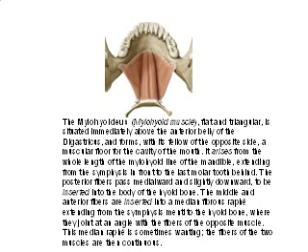The mylohyoid muscle is flat and triangular. It is situated immediately above the anterior belly of the digastric and forms with its fellow of the opposite side a muscular floor for the cavity of the mouth. It arises from the whole length of the mylohyoid line of the mandible, extending from the symphysis in front to the last molar tooth behind.